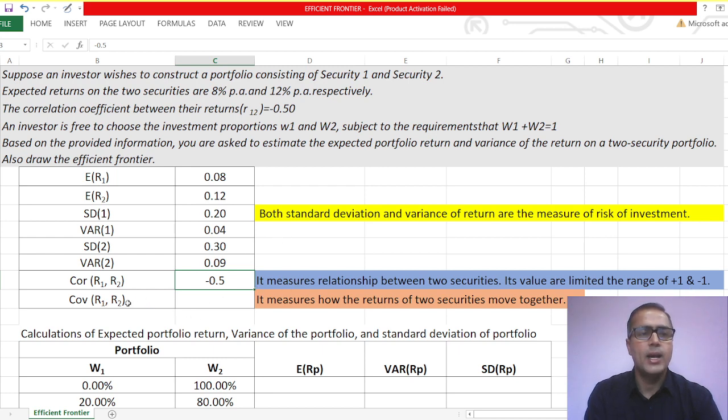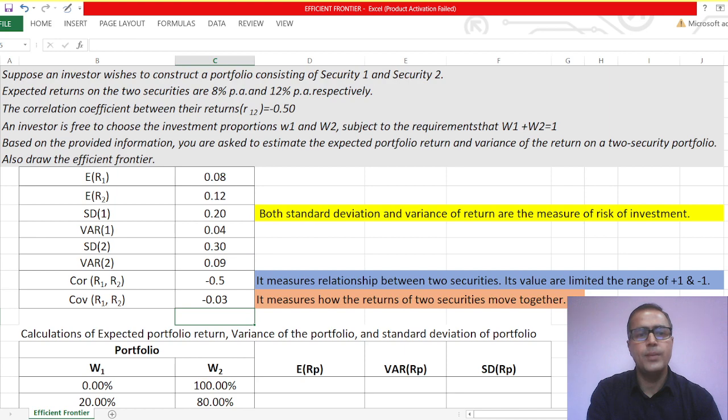Before calculating the portfolio risk, we need to find the covariance here. Covariance measures the movement of the securities, how the securities' returns are moving. The covariance is the correlation coefficient times the standard deviation of security 1 and the standard deviation of security 2. Okay, this is our covariance.